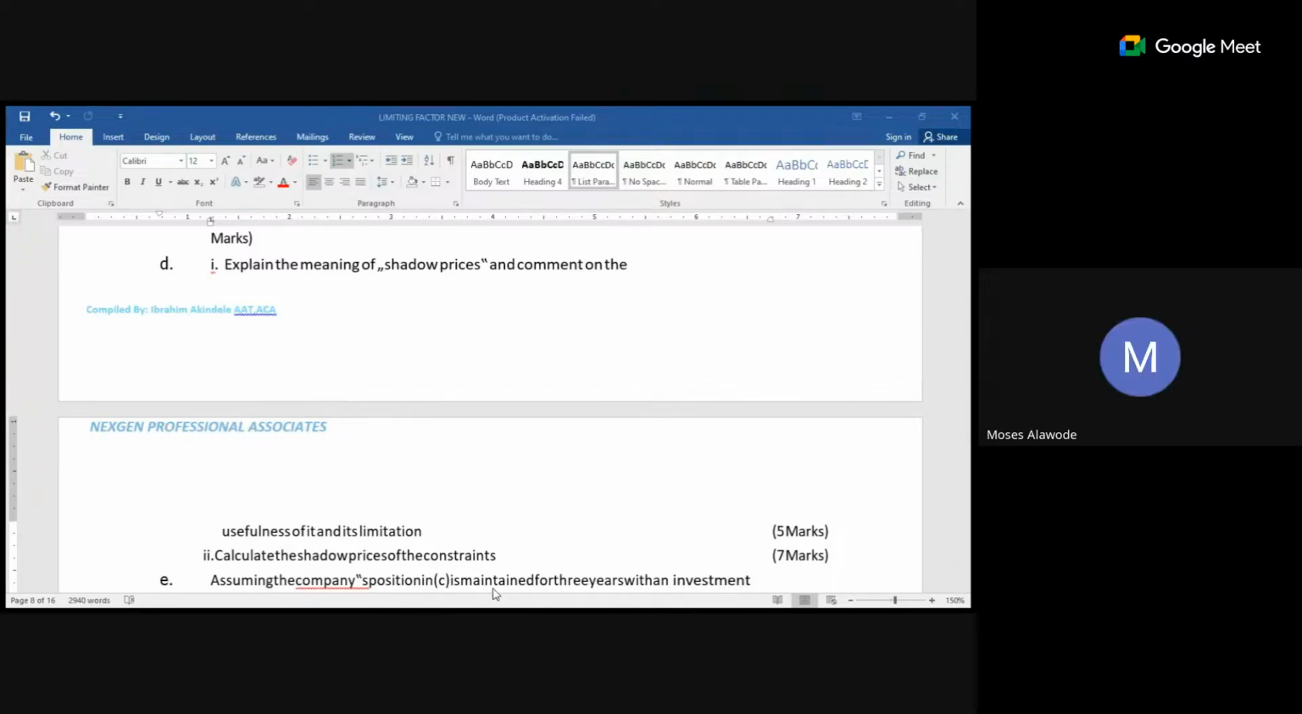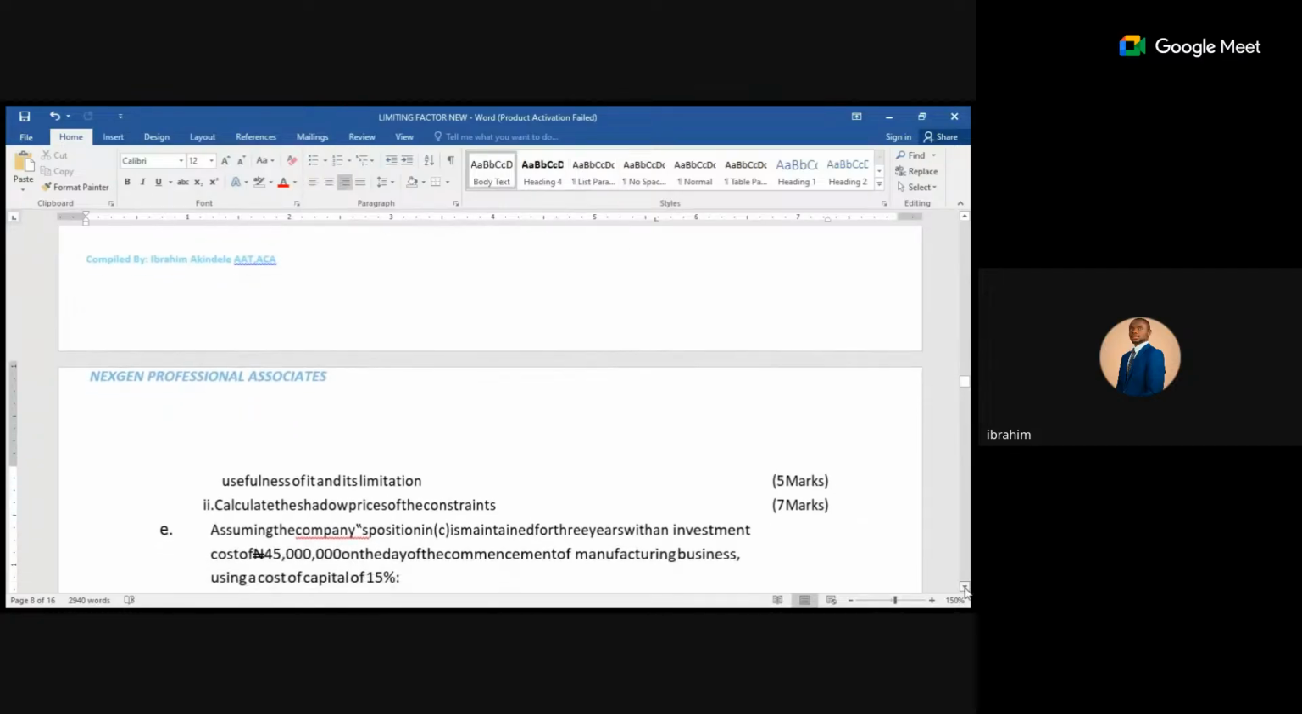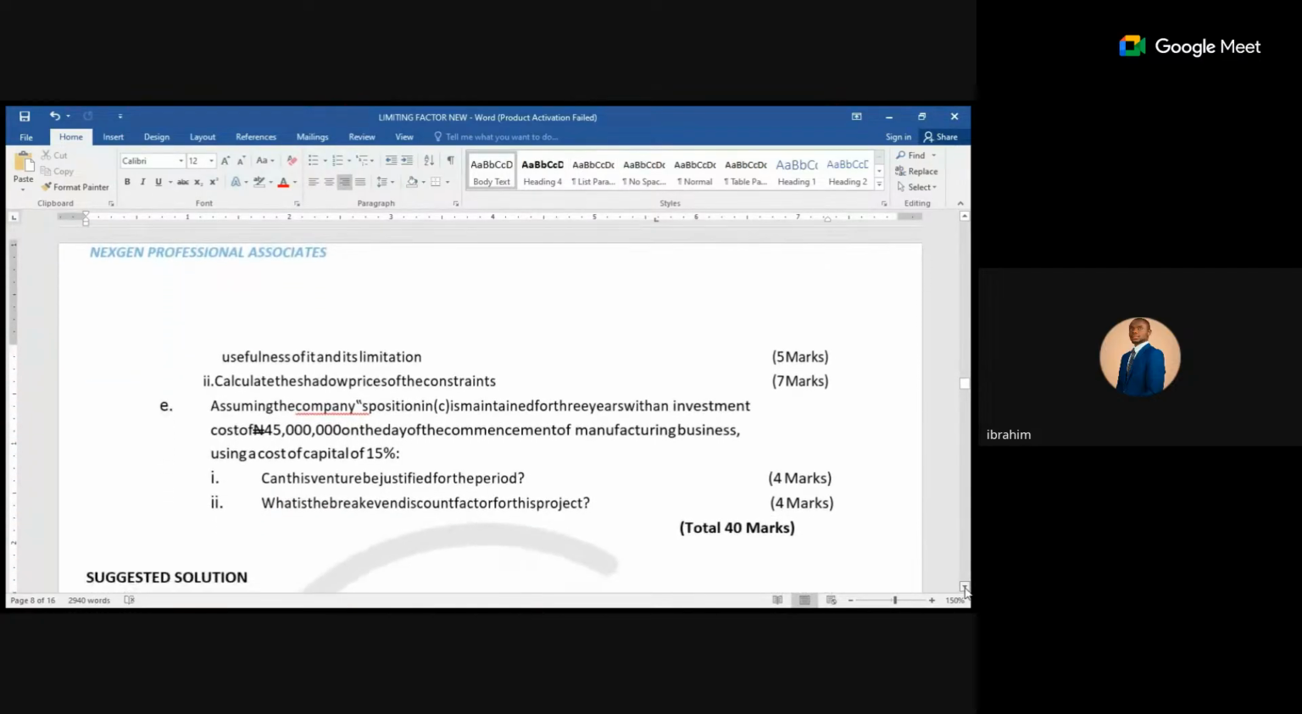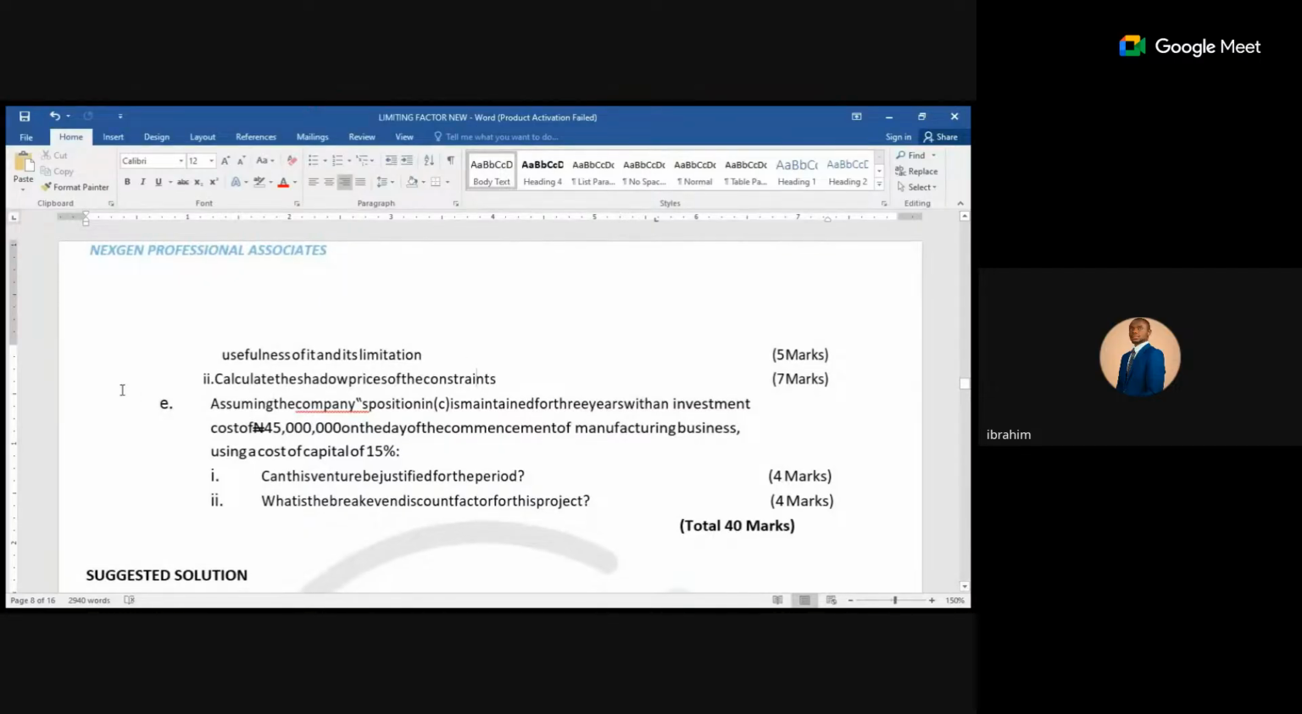Right, it increases the cost incurred. Okay, that would be our assignment. So let's quickly move to the calculation. Calculate the shadow prices of the constraints.